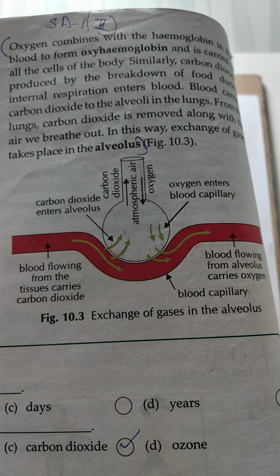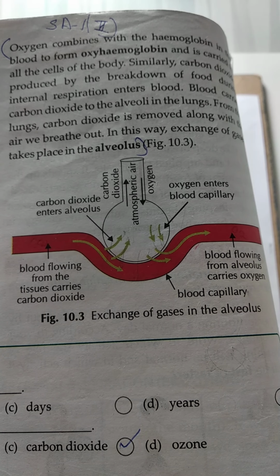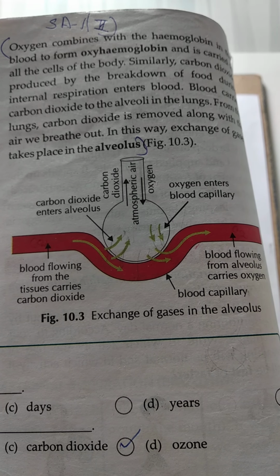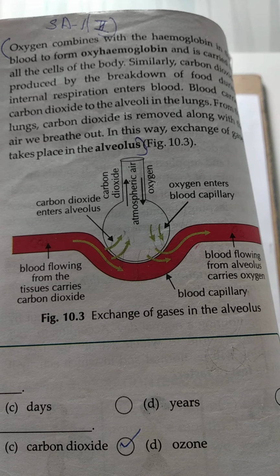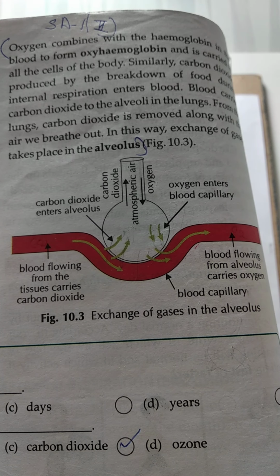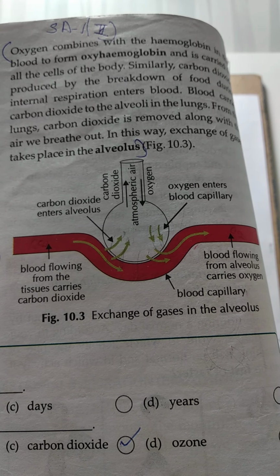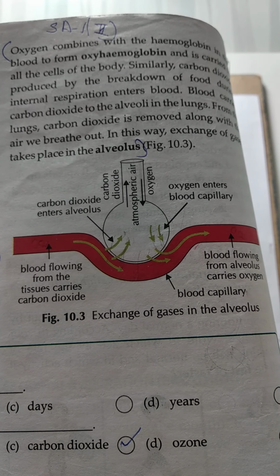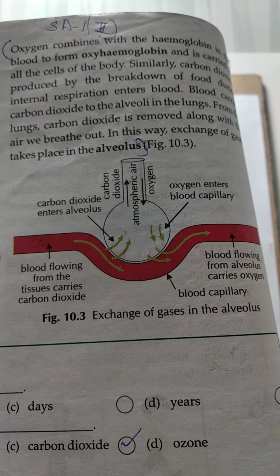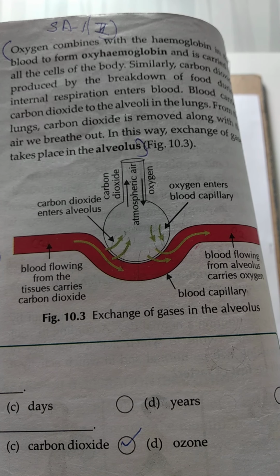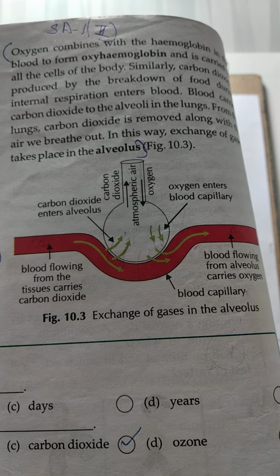And carbon dioxide, which is produced as a waste during the breakdown of food or during the respiration process, enters into our blood. Carbon dioxide is easily soluble in water as compared to oxygen. Okay, so it remains in the blood, and when we exhale, during this exhalation process, when we breathe out, this carbon dioxide is removed along with the air we breathe out. Right? In this way, exchange of gases takes place in alveolus.